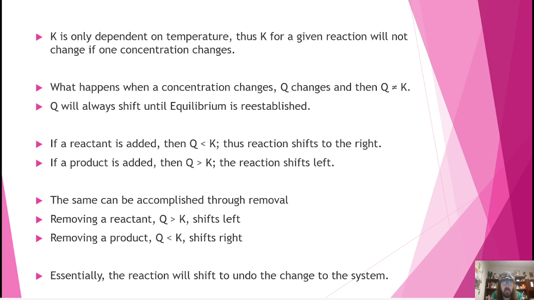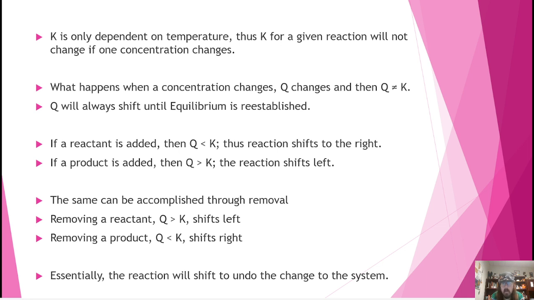So, for example, if you add a reactant, you are making Q smaller, and so the reaction shifts towards products. When you add a reactant, the reaction removes the reactant and converts it to product. If you add a product, however, without changing anything else, the reaction will shift backwards.